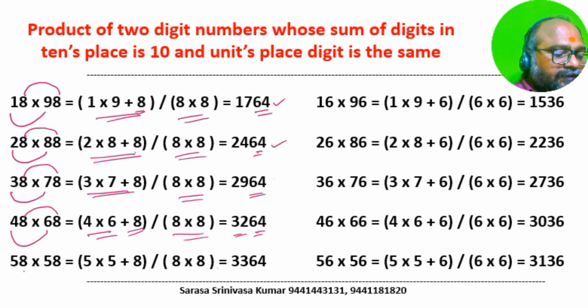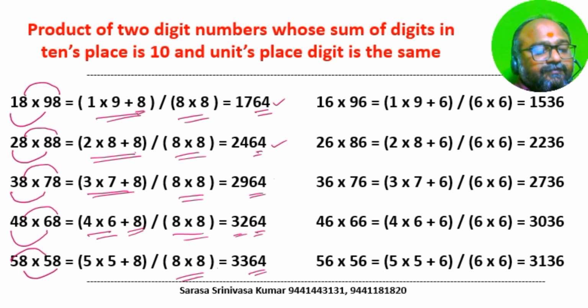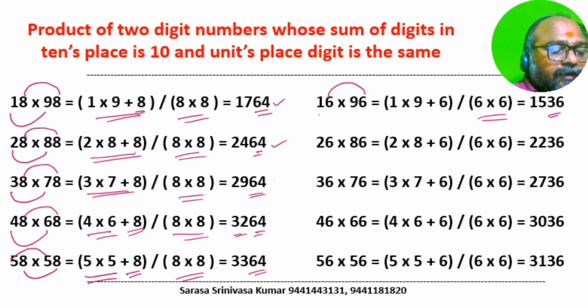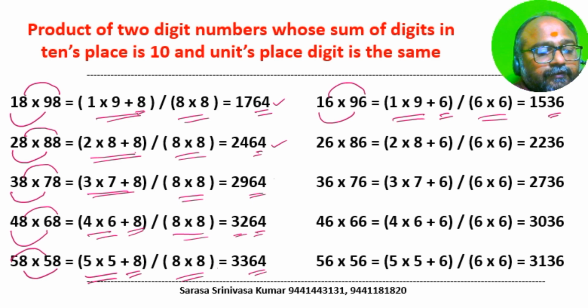Multiply the digits in units place 8 into 8, 64. Multiply the digits in tens place and add units place digit. 25 plus 8, 33. Multiply the units place digits 6 into 6, 36. Multiply the tens place digits 1 into 9 and add units place digit 6. 1 into 9, 9 plus units place digit 6, 15.